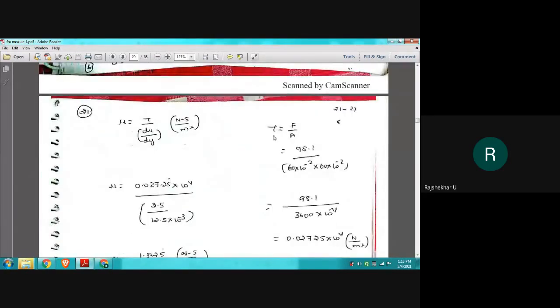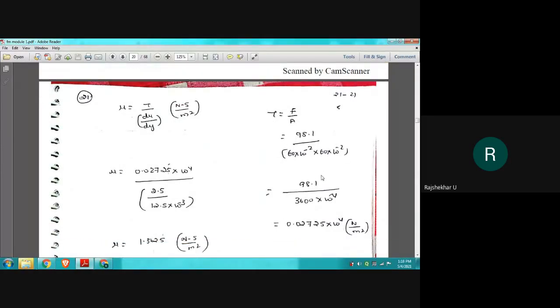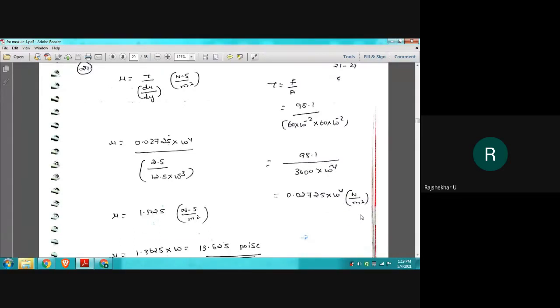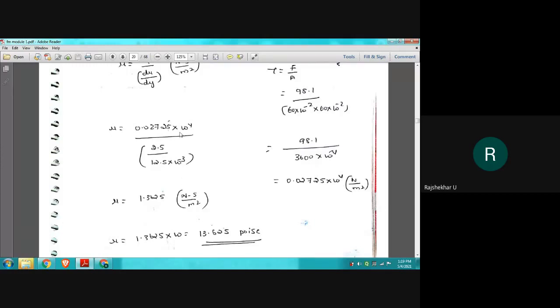Okay, so this is how we can find out the shear stress after substituting this. If you convert it in SI unit, we'll get to know that the shear stress value is 0.02725 into 10 power plus 4. It is in the denominator, no? It comes to the numerator. Newton per meter square. Okay, so that is the value of tau.